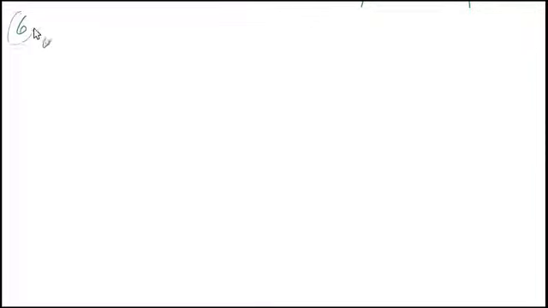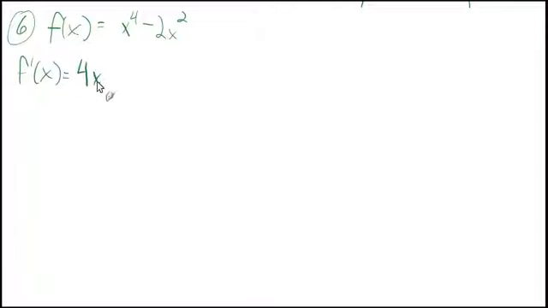Let's do number 6 as another practice here. f of x is equal to x to the fourth minus 2x squared. f prime of x equals 4x to the third minus 4x. Alright, we're going to first look for some critical values. So where is 4x to the third minus 4x equal to 0?